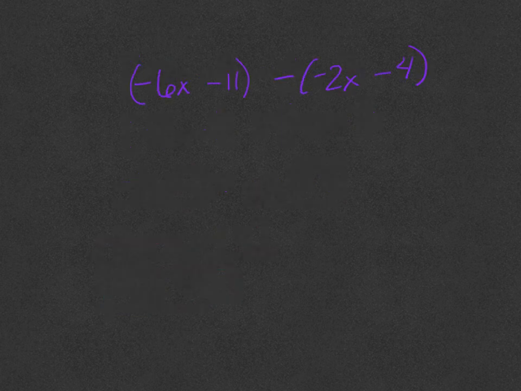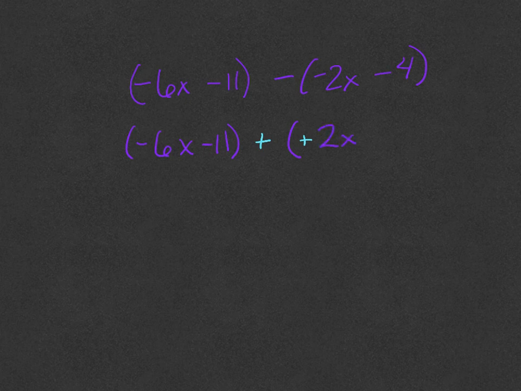All right, here's our last problem. So it is a subtraction, so I need to add the opposite. So I have negative 6x minus 11. So I'm going to change it to addition. And then I have, instead of a minus 2x, I'm going to make it a plus 2x. I'll go ahead and put a plus there. You don't have to do that, but I'm just showing you what I changed. It's 2x, and then instead of a minus 4, it would be a plus 4. Okay, so those are the three things that I changed.